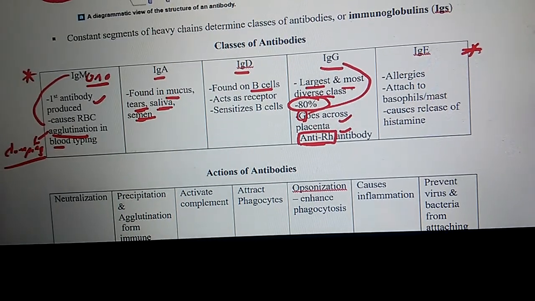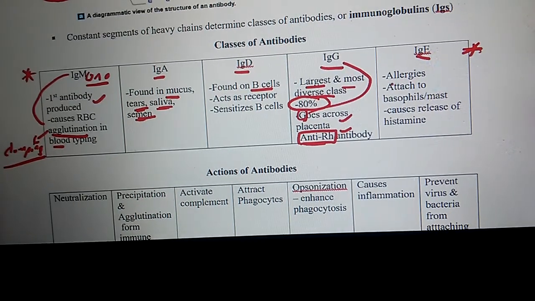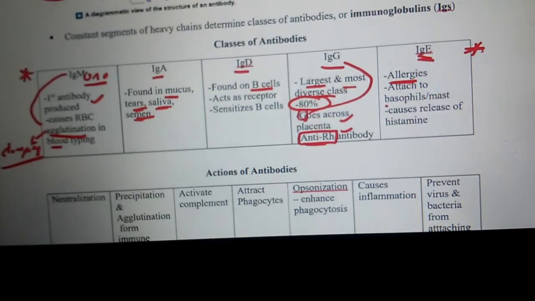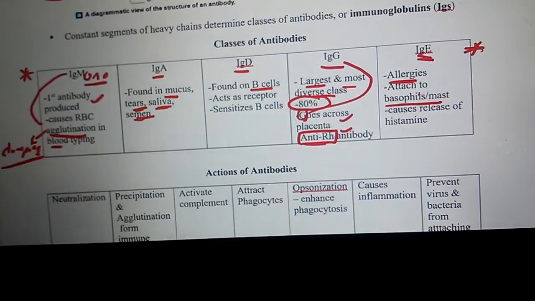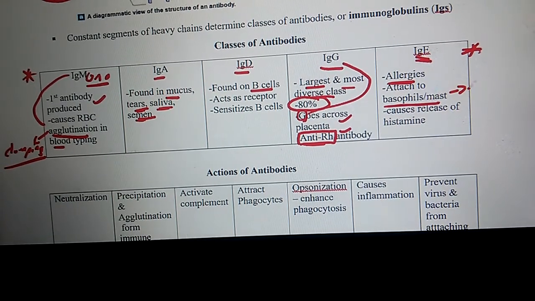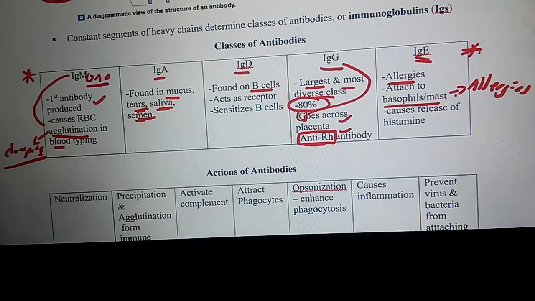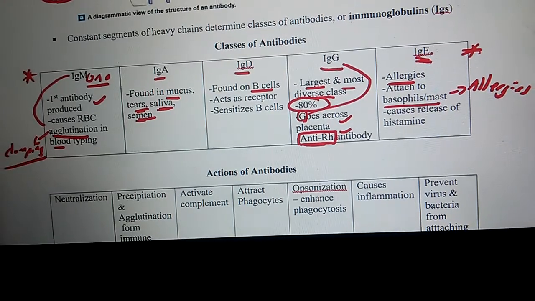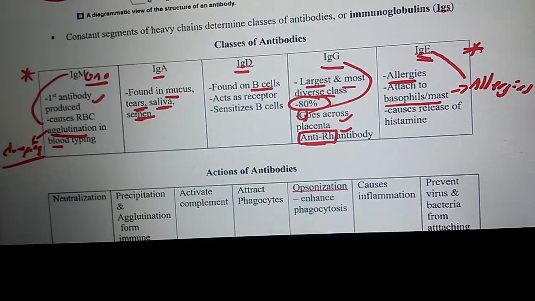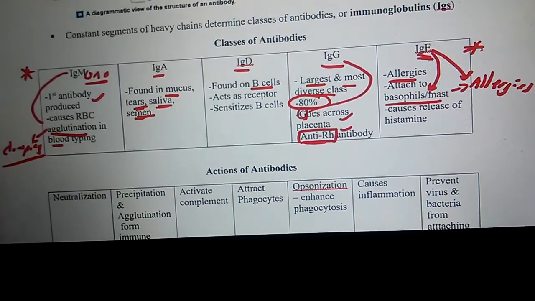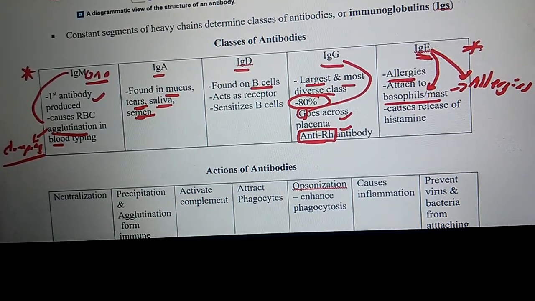Same thing. IgE is elevated in what? Allergies. What is IgE attached to? Basophils and mast cells. Remember, basophils and mast cells are involved in what? Allergies. So if basophils and mast cells are involved with allergies, doesn't it make sense that IgE, which is involved in allergies, is going to be associated with basophils and mast cells? Yeah.